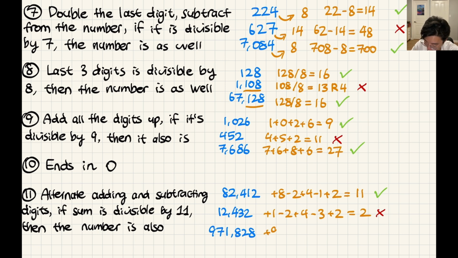Lastly, plus 9 minus 7 plus 1 minus 8 plus 2 minus 8. So we got 2, 3, negative 5, negative 3, and negative 11. Despite being negative, negative 11 is still divisible by 11. So this big 971k is also divisible by 11. Pretty cool stuff. But like I said, it's probably faster to check with a calculator, to be honest. But still pretty fun though.